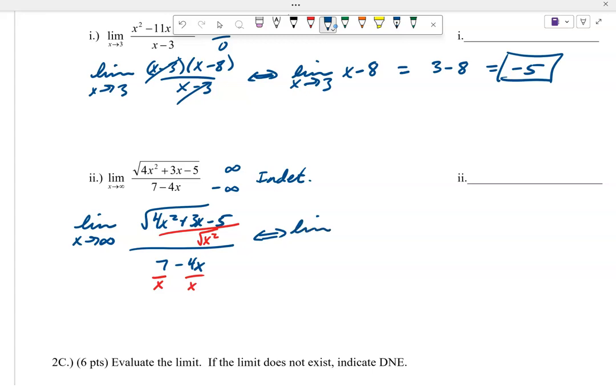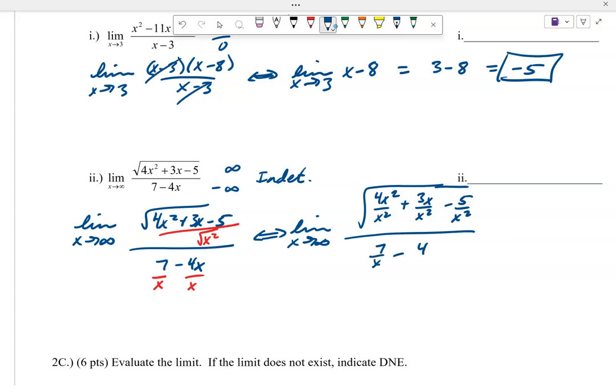So I've got limit x goes to infinity. Now all of this is under the radical, 4x squared. And I'm going to put each one of those because it's all divided by square root of x squared, and all under the radical. Over here I've got 7 over x minus 4. And notice those x's cancel there.